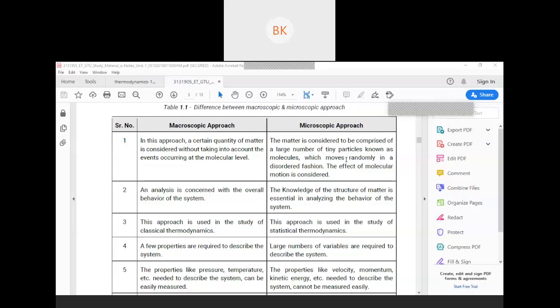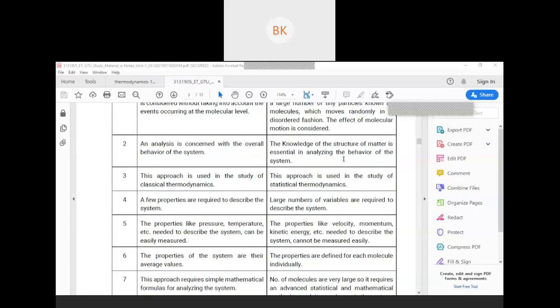I'll show you an example so you will be able to understand. A few properties are required to describe the system. Okay, where here the large number of variables are required to describe the system. Yahan pe kaisa hai ki simple properties ke sath you can define the system. In microscopic, a large number of variables are required. Now what are those properties which are describing the macroscopic and microscopic? So under the macroscopic there will be pressure, the temperature.